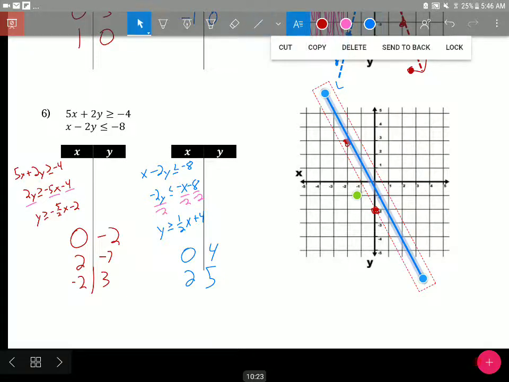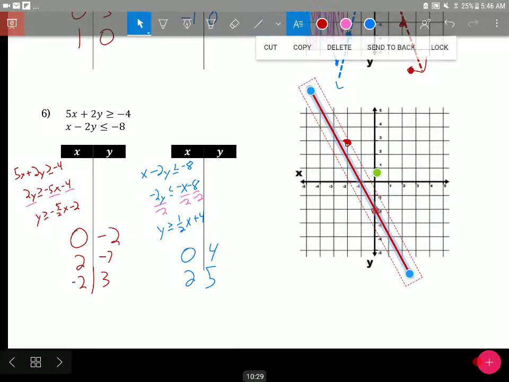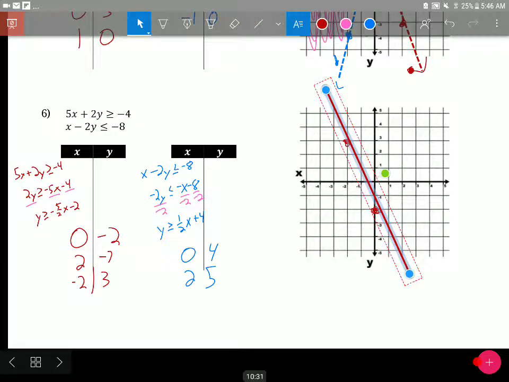Uh-oh. It needs to be brown. There we go. And it's a greater than sign. The y is on the larger end, so I need a graph above. Put my little dot there. Then I got a 0, 4, and a 2, 5.